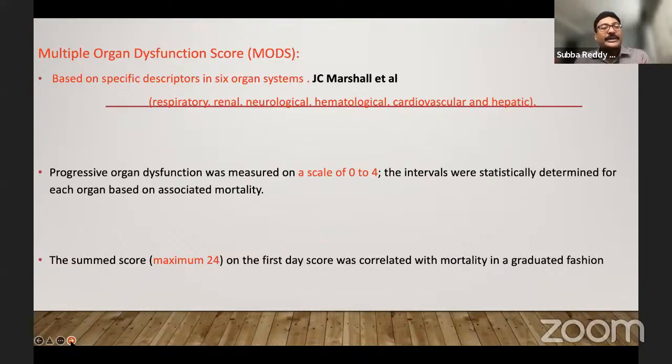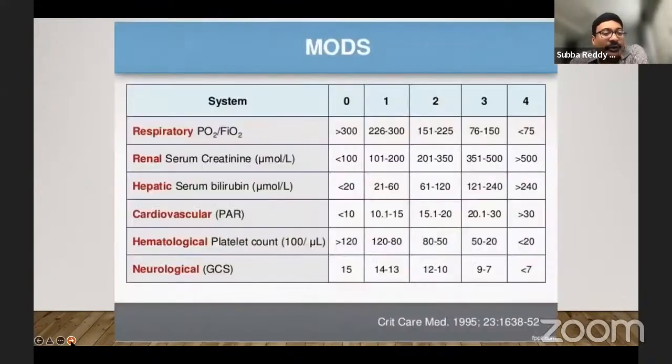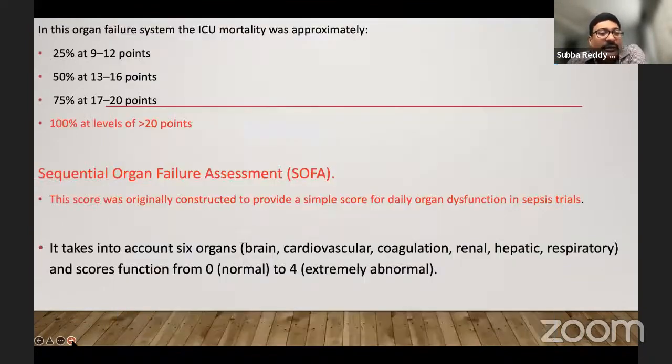Again, this is a repetitive score. The previous scores are at one time you are scoring the patient, but these multiple organ dysfunction scores are repetitive. You can repeat every day, and then you can write the scoring system. So as I told, they have taken these systems into consideration. Respiratory, they looked at the PaO2 by FiO2, renal serum creatinine for the renal, serum bilirubin for the hepatic, cardiovascular, and then hematological platelet count, and then they've taken GCS.